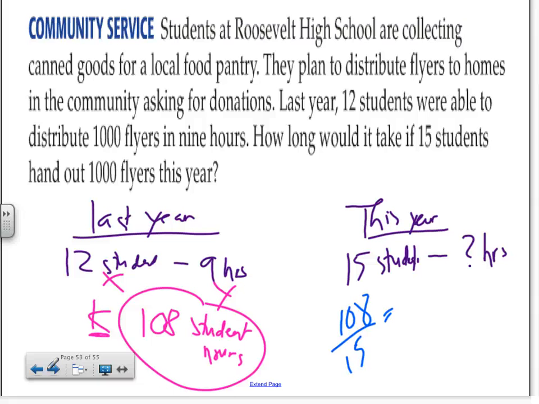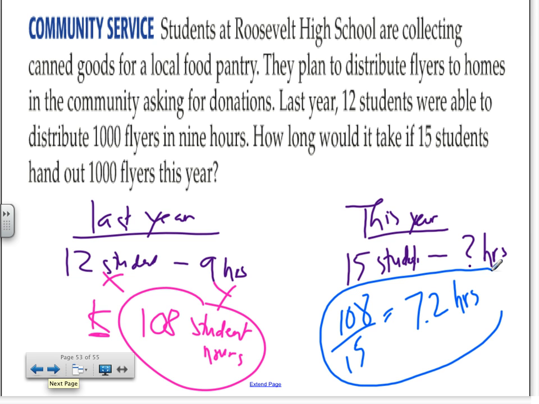You have an answer yet? 7 what? Students? Hours. You can actually get a terminating decimal. What is it? 7.2. Yeah, I got people to say 7 hours before. Pretty good, that's a good guess. 7.2 hours. Does it make sense? More people, less time. That makes sense because you have a lot more people distributing the same amount of flyers.